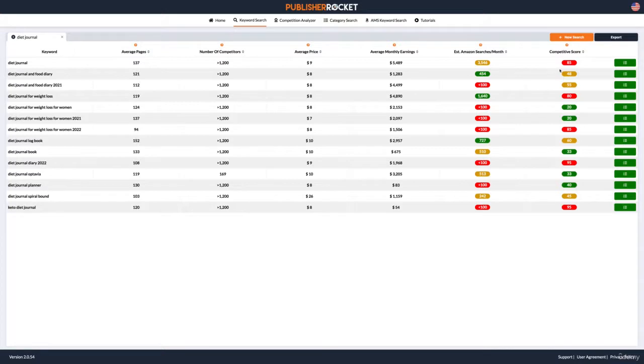Then over here to the right, we get the so-called competitive score. Now, what exactly is the competitive score? The competitive score goes from 1 to 100. If the competitive score is very high, let's say like 95 or 85 or something like that, it's very difficult to actually make money in that niche.